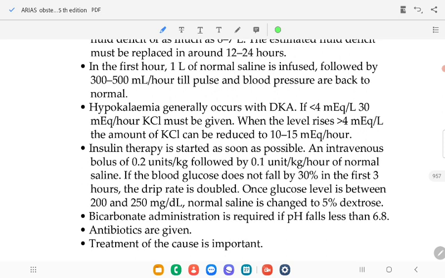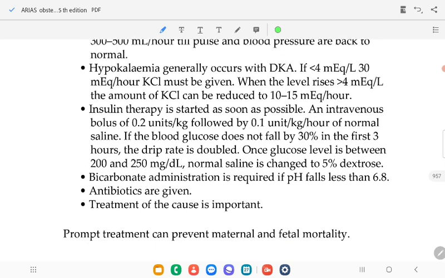Insulin therapy should start as soon as possible, with an intravenous bolus of 0.2 unit per kg followed by 0.1 unit per kg per hour in normal saline. If the blood glucose doesn't fall by 30% in the first 3 hours, the drip rate should be doubled. Once the glucose level is between 200 and 250, the normal saline is changed to 5% dextrose. Bicarbonate administration is required if the pH falls below 6.8. Antibiotics should be given. Treatment of the cause is important.